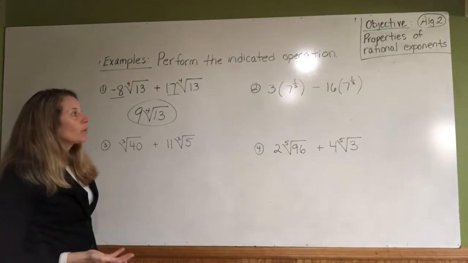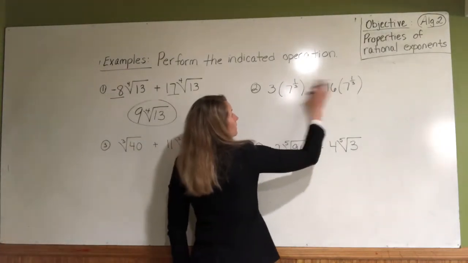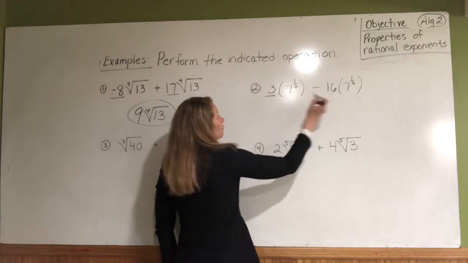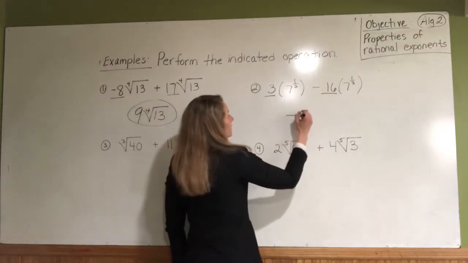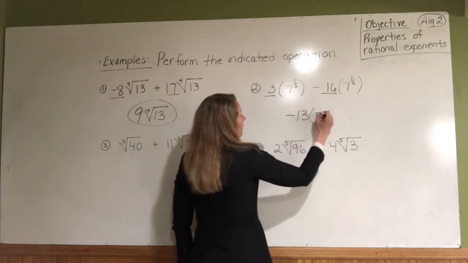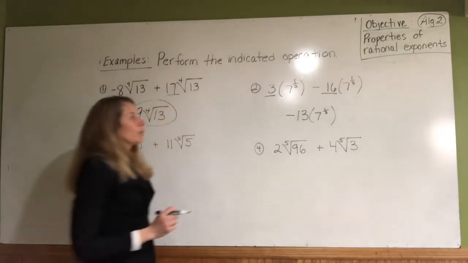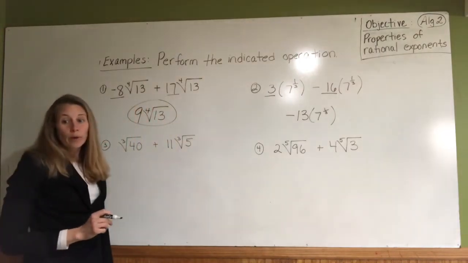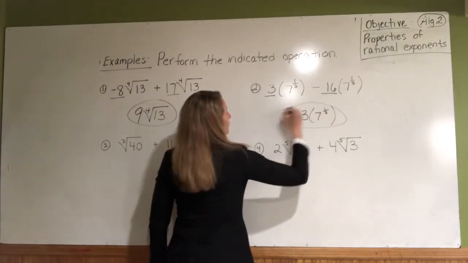Now for number 2, when we have rational exponents, like I was saying, these have the same base with the same exponent, so you're just really combining those coefficients. So 3 minus 16 is -13, and then they both have that same like term there of the 7 to the 1/3 power. And that's all we would have to do for this, combining those.